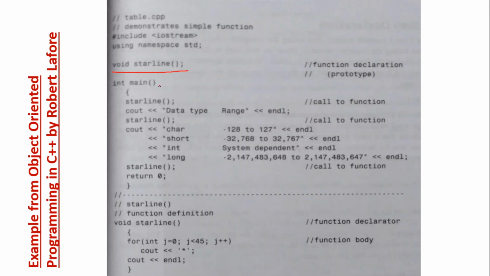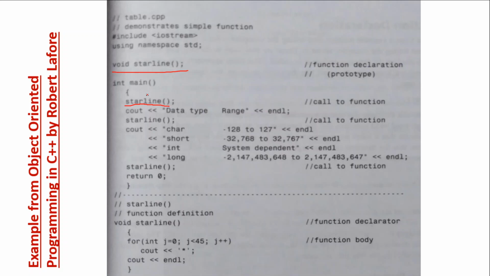Then you have the main body of the program, where I have written int main, which is also basically a function, main. Then you open the braces. Then what is this? I have written the name of the function with the parentheses, argument type, and semicolon. What is this? This is the call to the function. So the first time, I call the function here.